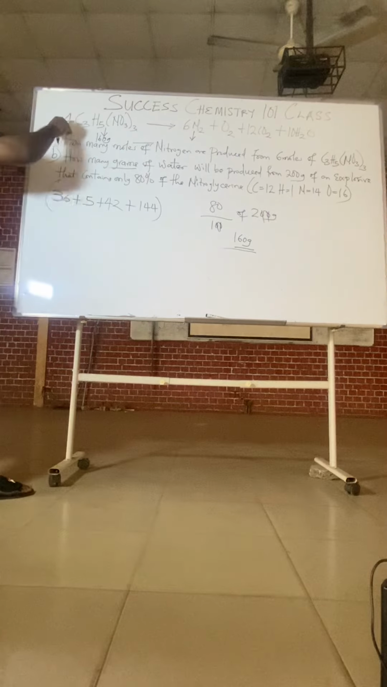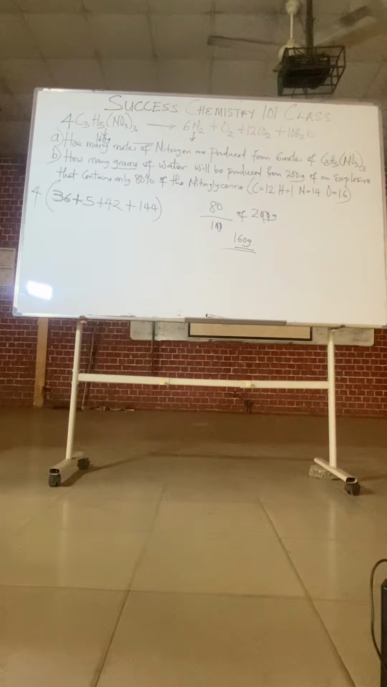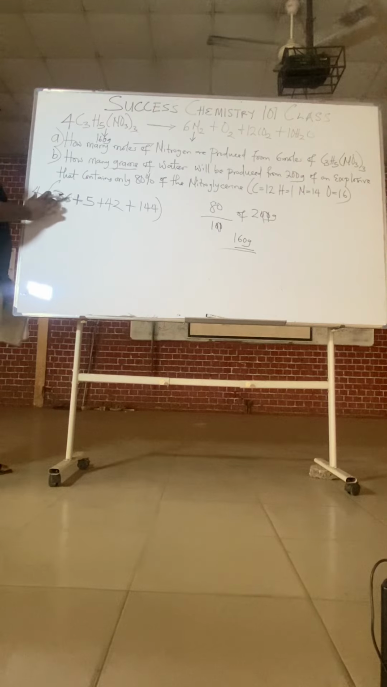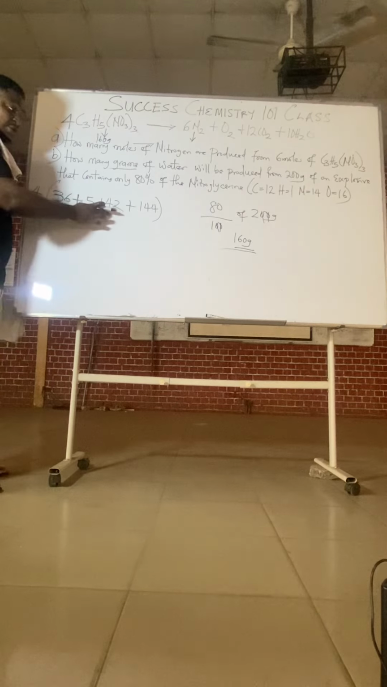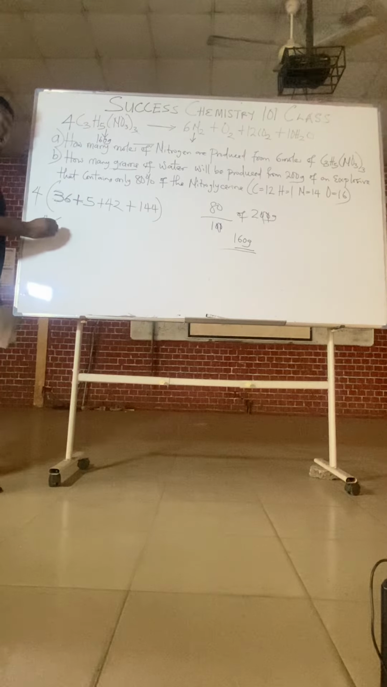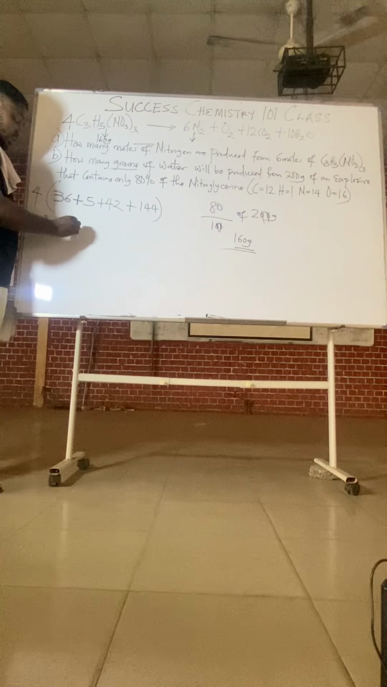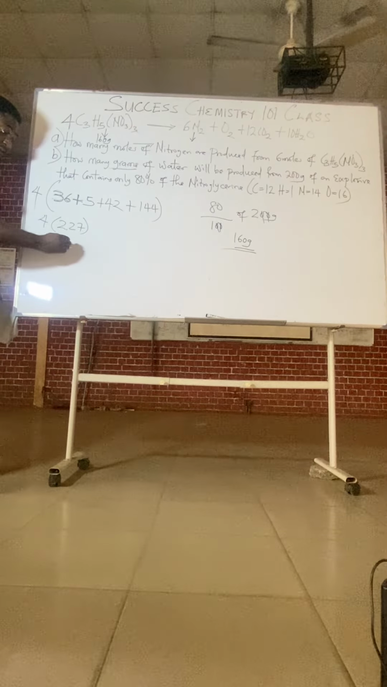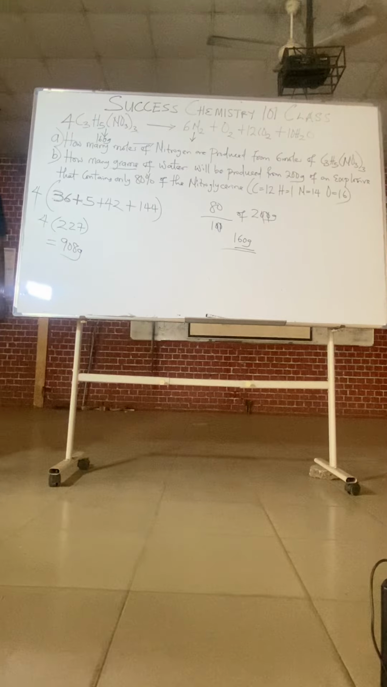Now everything multiplied by 4. If there was a way you used to do this kind of thing in secondary school, and that's how you know it, continue your own way. There are many ways to kill a bird. 36 plus 5, 41 plus 42, 83. 83 plus 144, 227. 4 times 227 is 908. So class, from the balanced equation, we have 908 grams of nitroglycerin.